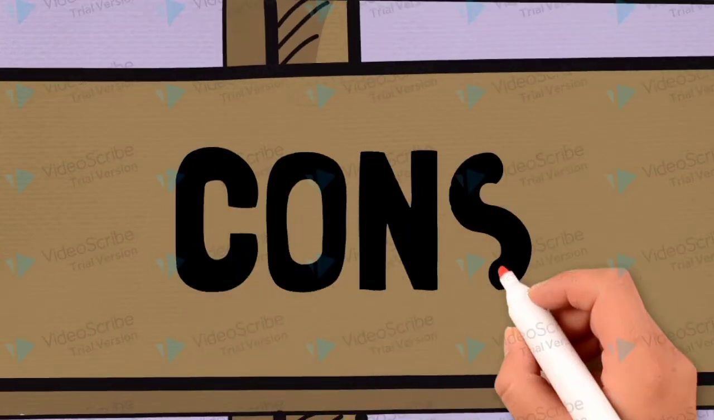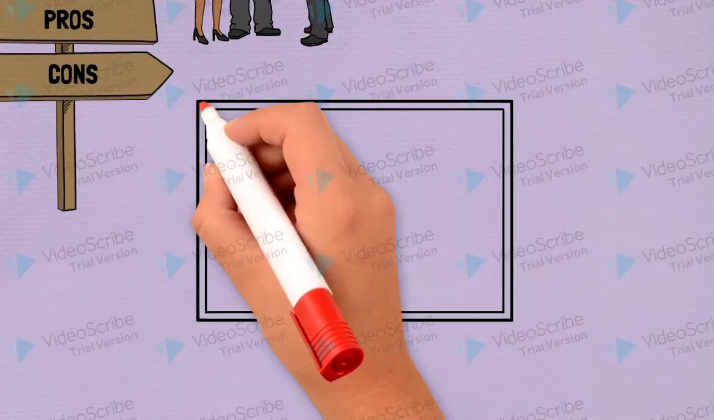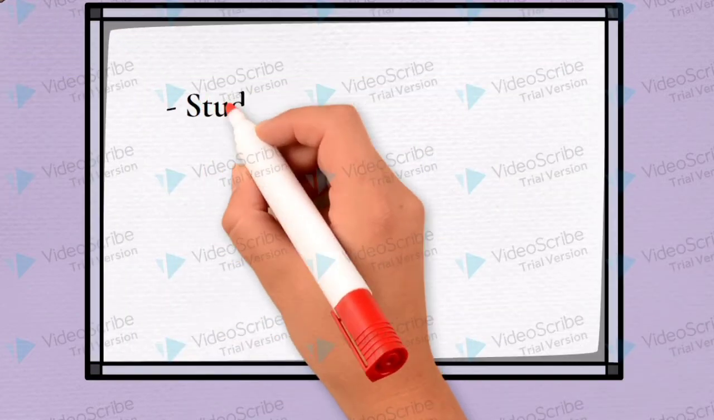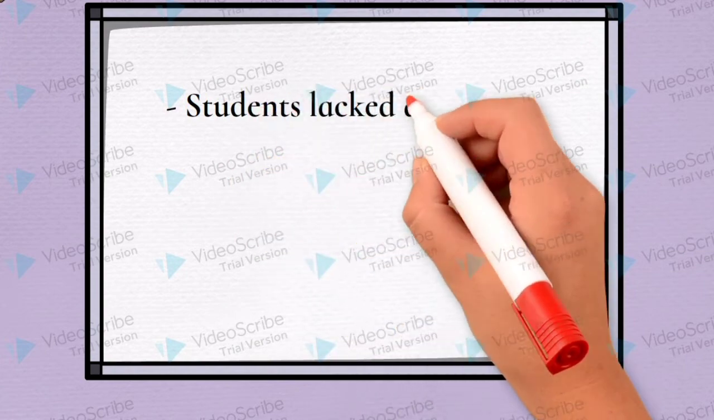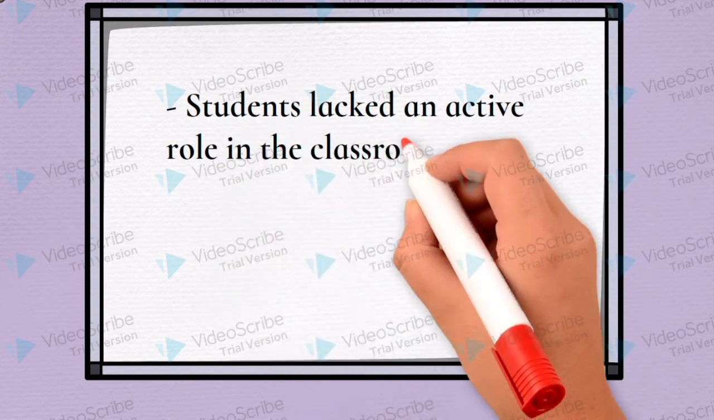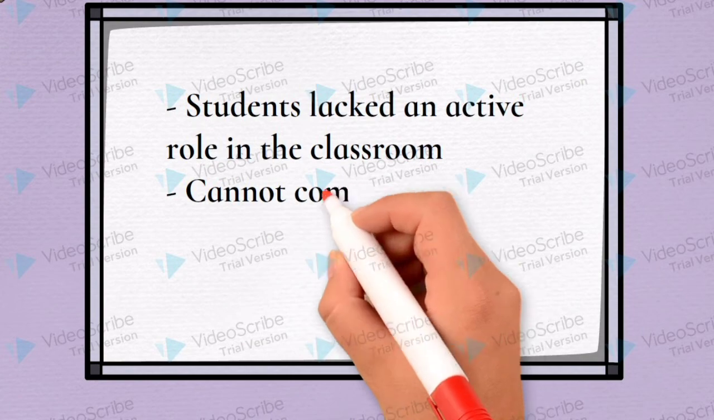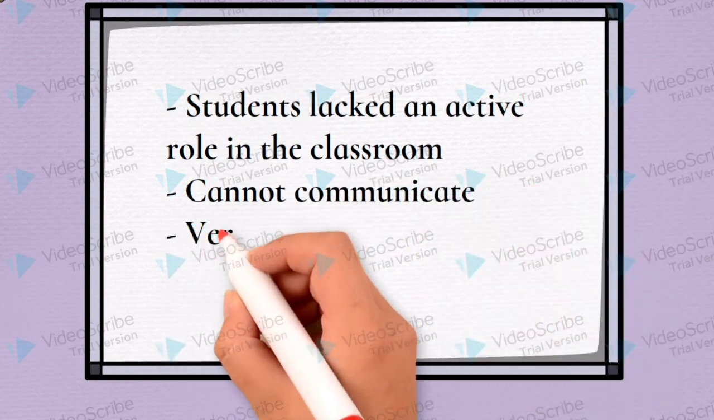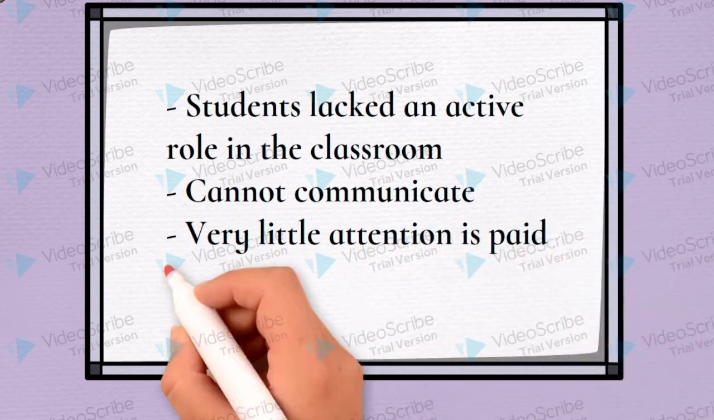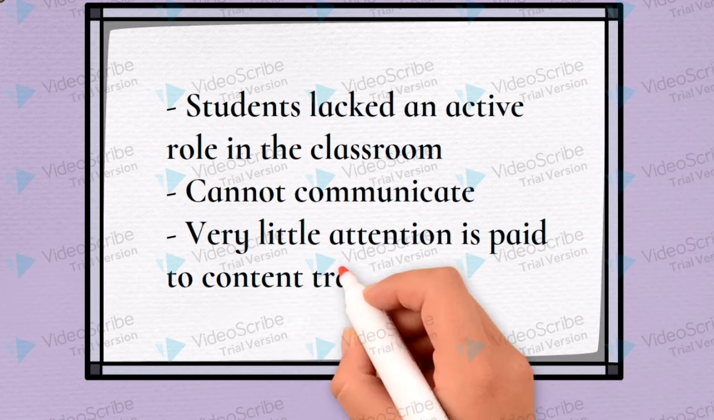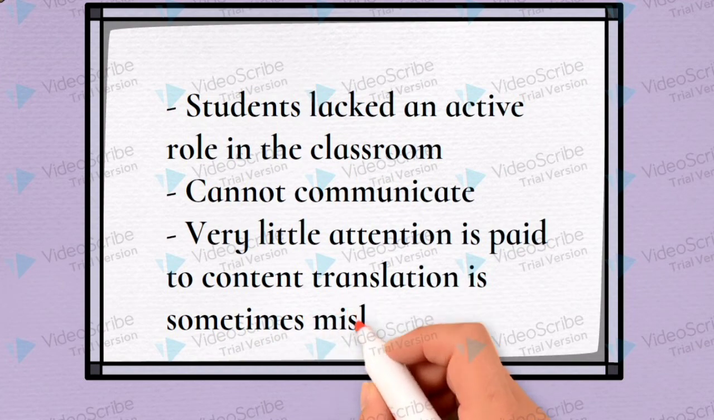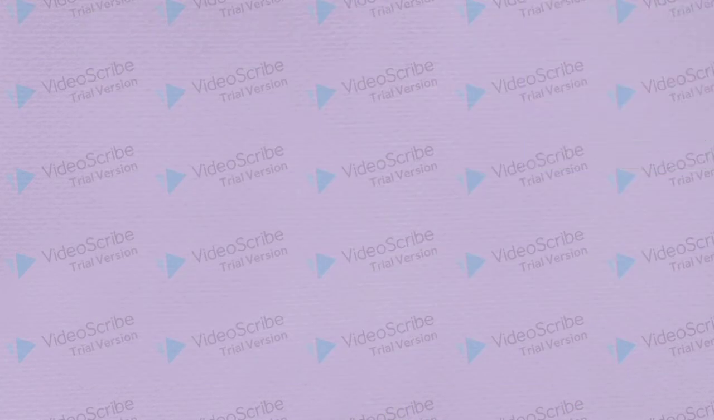But there are some people who are contra of this method. Because students lack an active role in classroom, cannot communicate, very little attention is paid to content, and translation is sometimes misleading. Very little attention is paid in class to listening and speaking, and students are not able to communicate using the target language. Thus, the teacher only pays more attention to grammar rules rather than meanings. Because of that, there are some people who contra with this method.